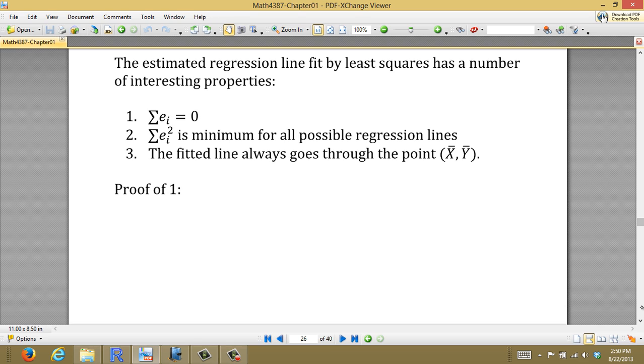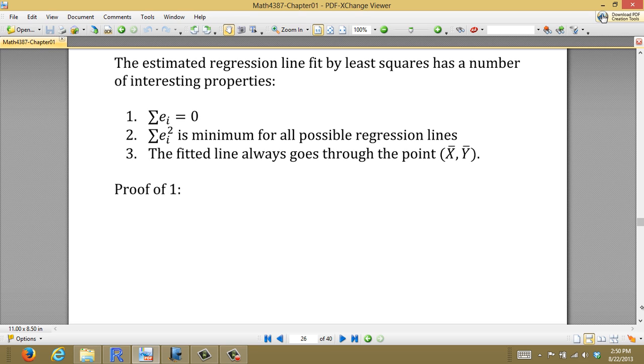So let's talk about some properties of our estimated regression line. The first property is that if you sum the least squares residuals, then their sum is always going to be equal to 0. Doesn't matter what the data set is like, doesn't matter about any additional piece of information, the sum of the least squares residuals is going to be 0.